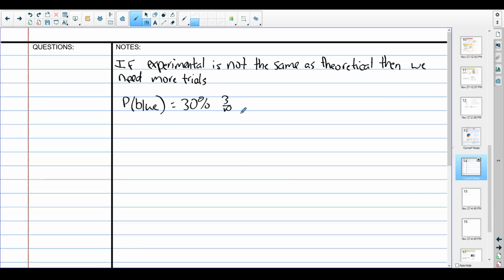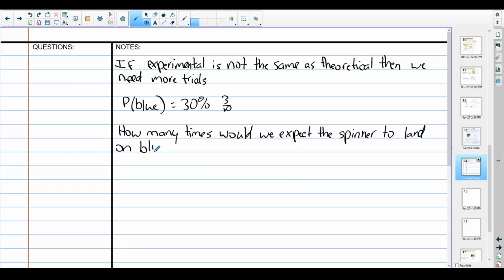So what if we spun it, I don't know, 200 times? So how many times would we expect blue if we spin it 200 times? Question. Okay?